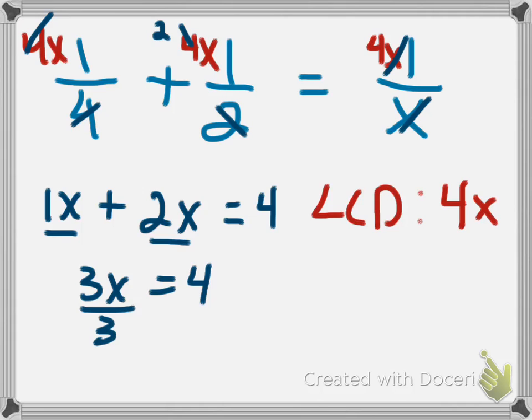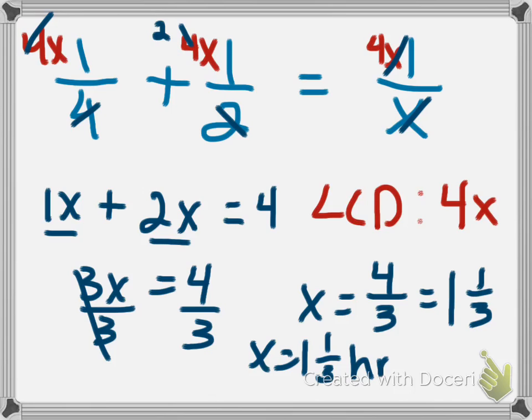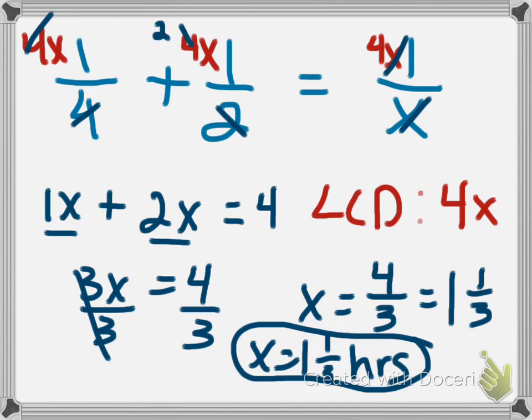Divide both sides of the equation by 3. The 3 will cancel, and I will end up with x equals 4/3. You're welcome to write that as 1 1/3 if you'd like. It doesn't really matter. But the point is it's x equals 1 1/3 hours, because x was time. Okay, so that's the x equals 1 1/3 hours. So that's how long it takes them to paint the house together.